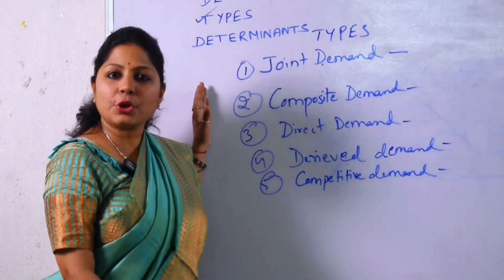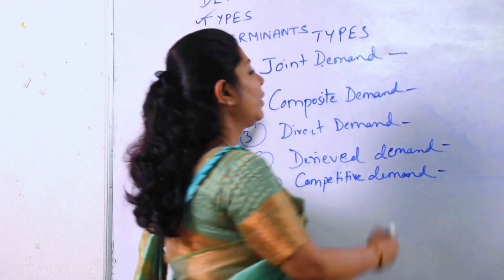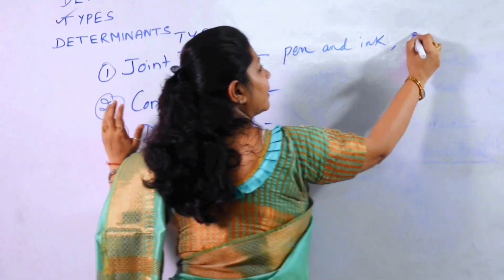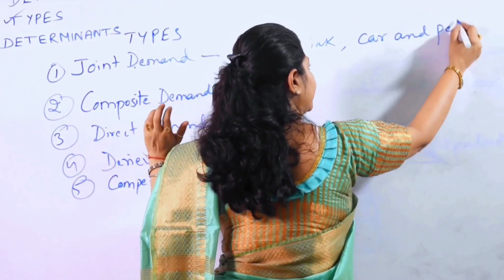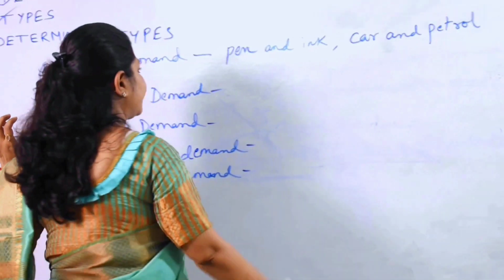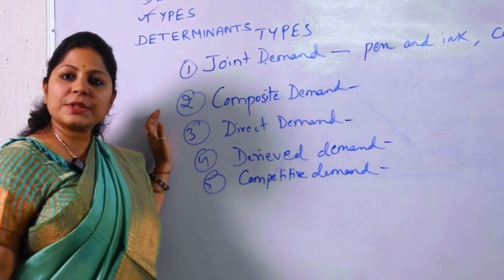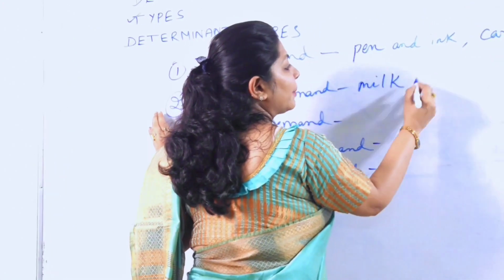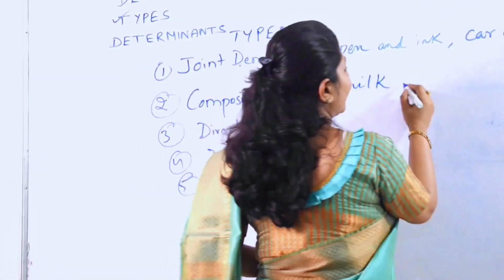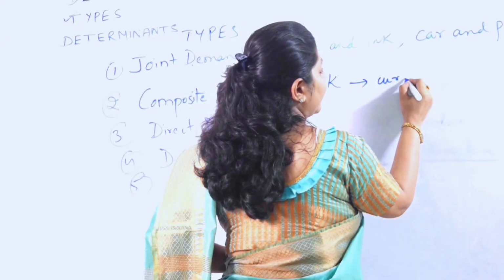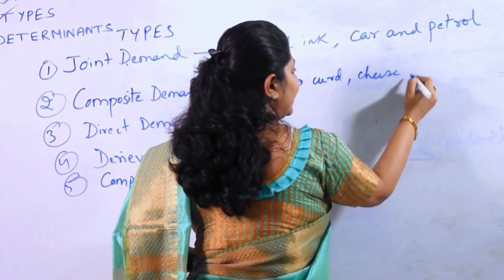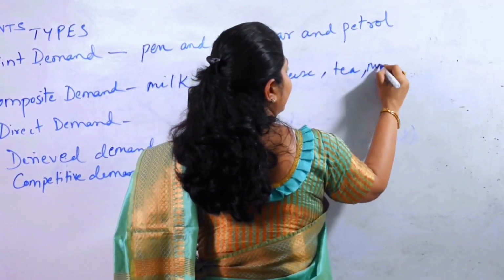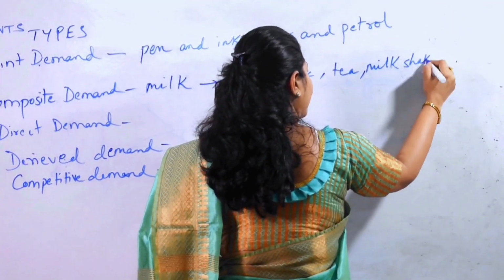First one is joint demand. So examples of joint demand will be pen and ink, car and petrol. Now the second one is composite demand. The example will be milk, which can be put to various uses. With the help of milk we can make curd, we can make cheese, we can make tea, we can make milkshakes, etc.